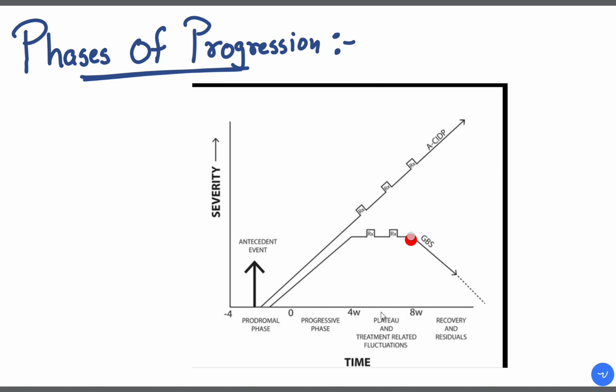So after 8 weeks, there will be a recovery phase. Now the symptoms will start resolving and then subsequently recovery. So this is how the phases of progression in GBS occur.